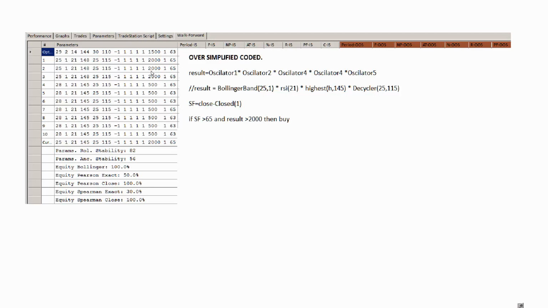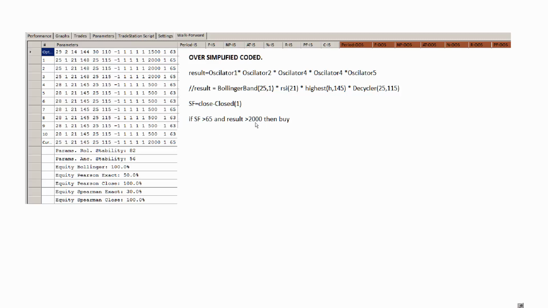Now, another variable that I'm not concerned about is the entry offset, which is 2000 here. These variables in the oscillators are normalized from -100 to +100. So that gives us a maximum of 10 million when you multiply them all together, and -10 million. So that could be the range that result is. And we're saying if result is greater than 2000.